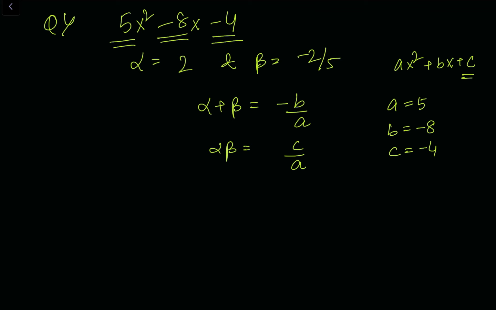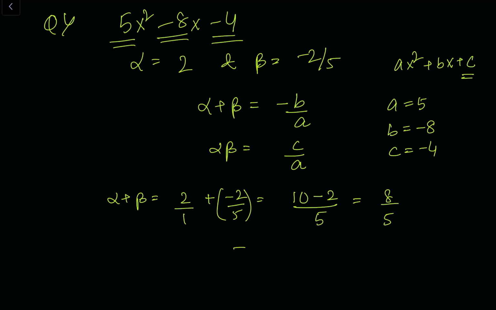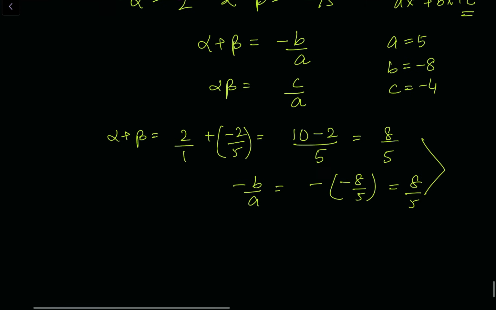Alpha plus beta is 2 plus minus 2 by 5. If we take the LCM as 5, because this is 2 by 1, it is 10 minus 2, which is 8 by 5. And if you check out minus b by a, that is minus of minus 8 by 5, which is also 8 by 5. So our result stands true.